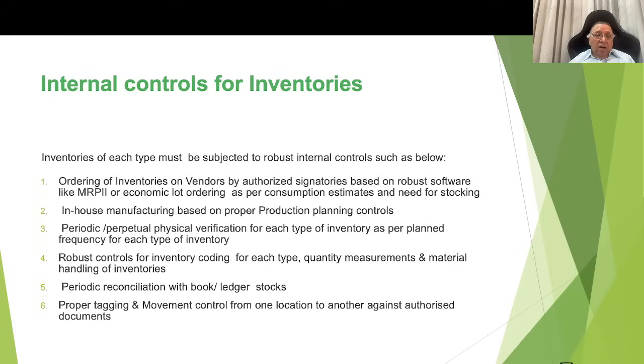Number two, in-house manufacturing based on proper production planning controls. Number three, robust internal control includes periodic, perpetual physical verification of each type of inventory as per planned frequency, to be defined for each type of inventory. Number four, robust controls for inventory coding for each type, quantity measurement, and material handling of inventories. Number five, periodic reconciliation with the books and ledger stocks. Number six, proper tagging and movement control from one location to another against authorized documents.